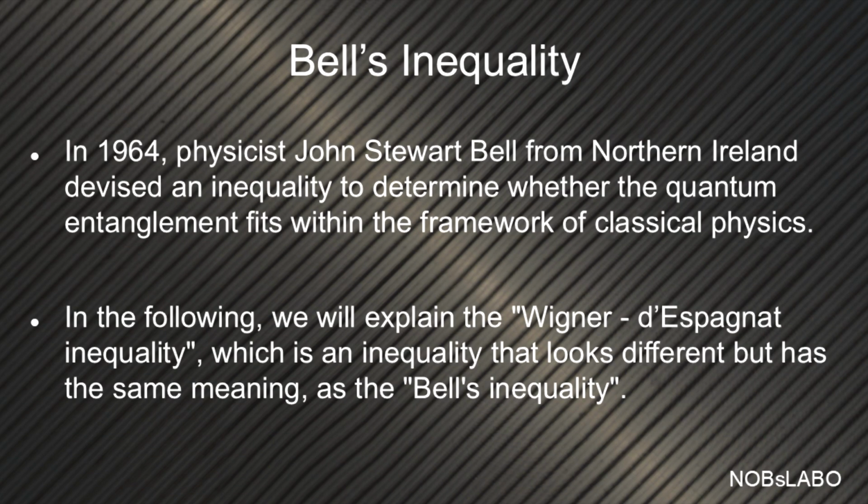In 1964, physicist John Stewart Bell from Northern Ireland devised an inequality to determine whether the quantum entanglement fits within the framework of classical physics. In the following, we will explain the Wigner-D'Espagna inequality, which is an inequality that looks different but has the same meaning as Bell's inequality.